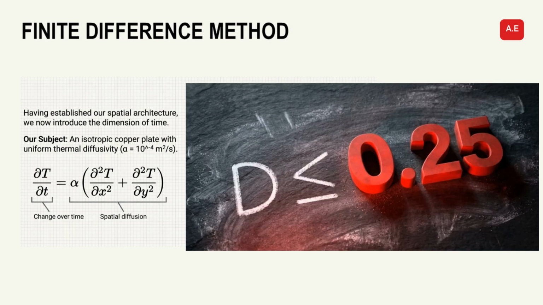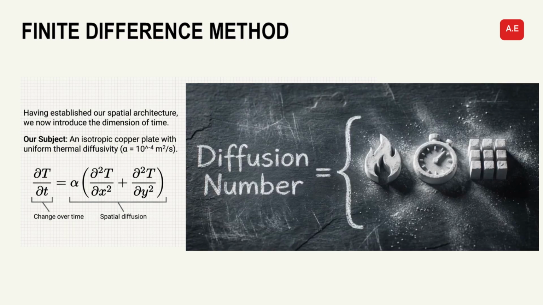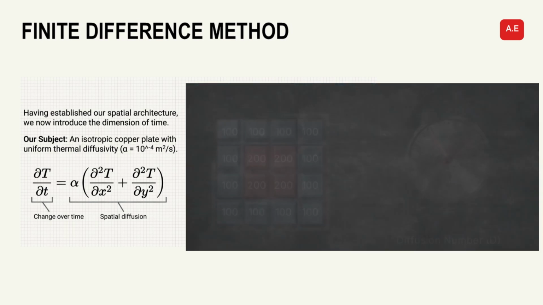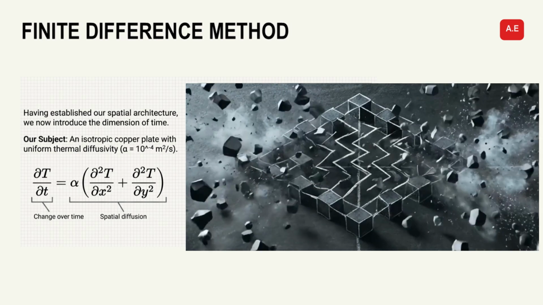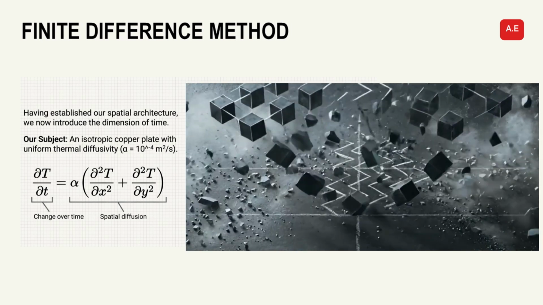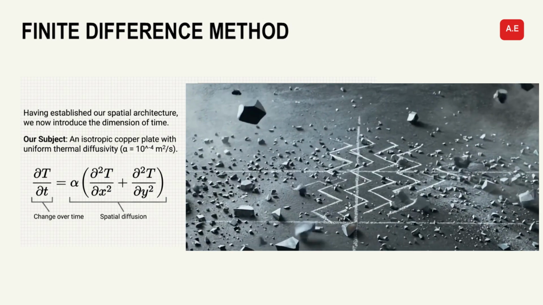But this explicit loop operates under a strict mathematical limit controlled by the diffusion number. This parameter groups the material's thermal diffusivity, the time-step duration, and the grid spacing into a single stability metric. For a uniform 2D grid, if the diffusion number exceeds 0.25, the simulation breaks. The discrete errors inside the equations amplify infinitely, and the nodes violently oscillate into impossible mathematical values. If you apply an unstable diffusion number to a physical system, the material violently distorts and shatters into digital static.